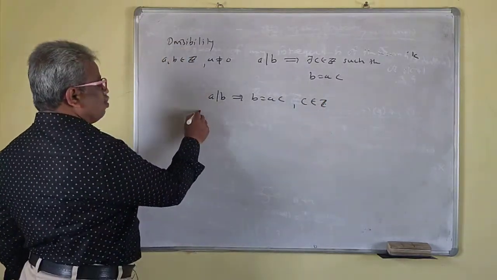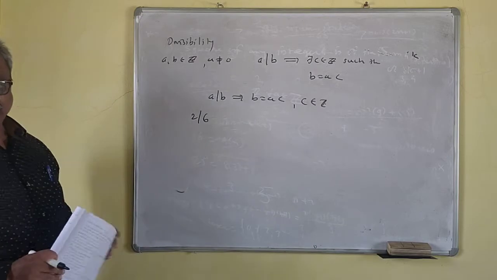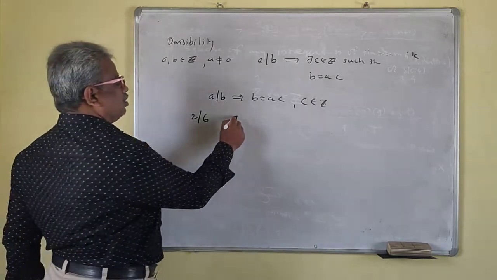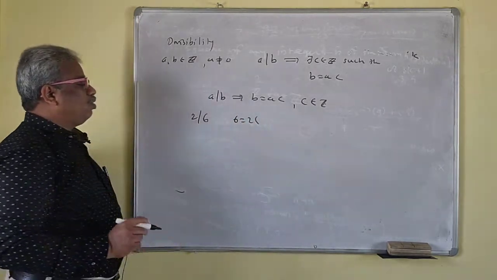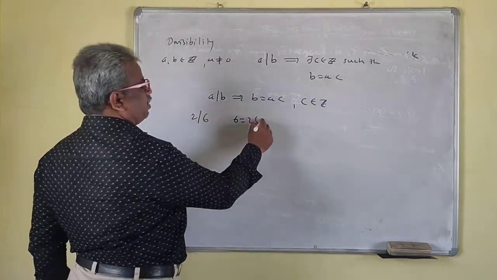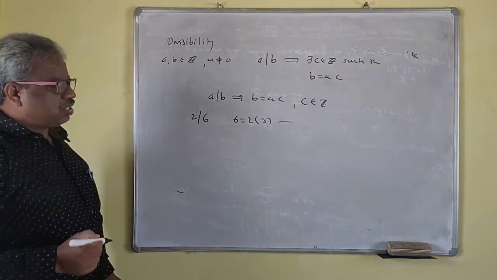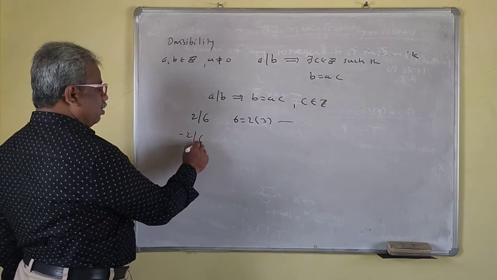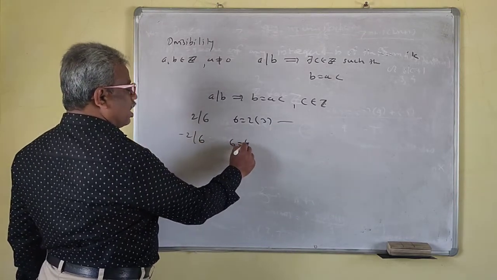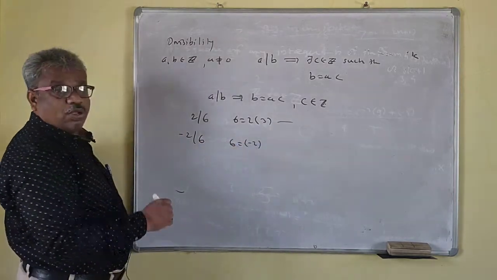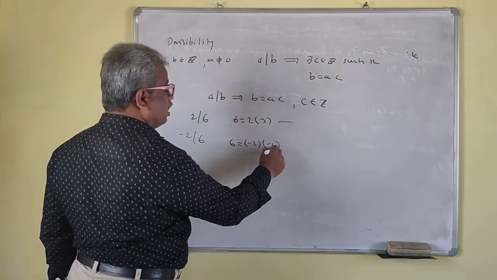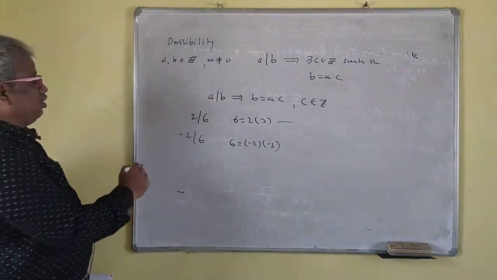So now, whether this holds for 6, is it true? Can I write 6 is equal to 2 times something? Yes, 2 times something. I can write this. So 3 is an integer. Can I write minus 6 is equal to minus 2 times some integer? Yes, I can write this. So this holds.